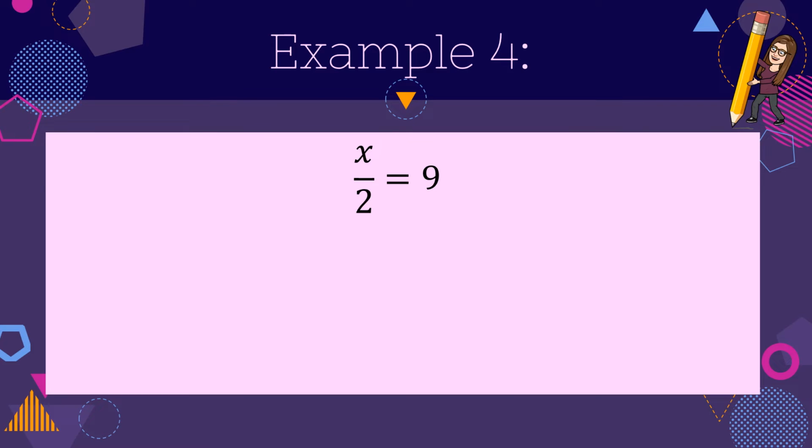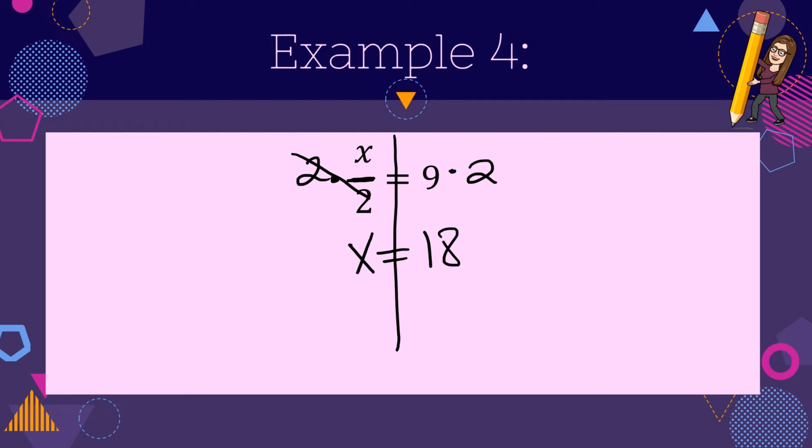Let's take a look at example 4. I'm going to draw my line. If I look at the x, currently I'm dividing the x by 2. So the inverse would be, instead of dividing by 2, let's times both sides by 2. A divide 2 and a times 2 cancel. The x falls down. And on the other side, I have my calculation of 9 times 2.